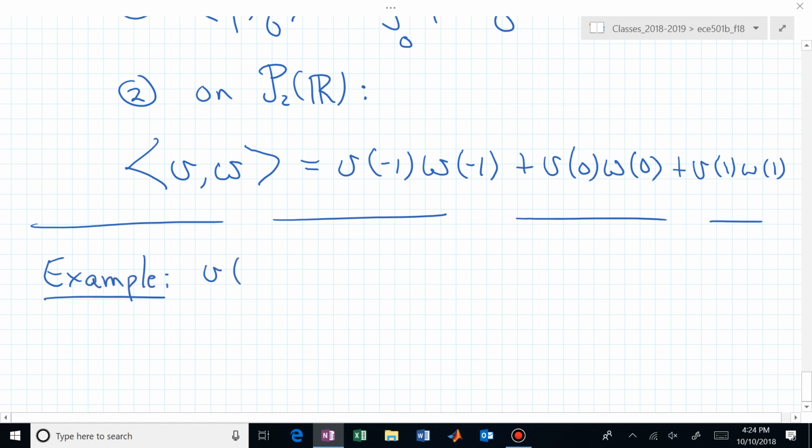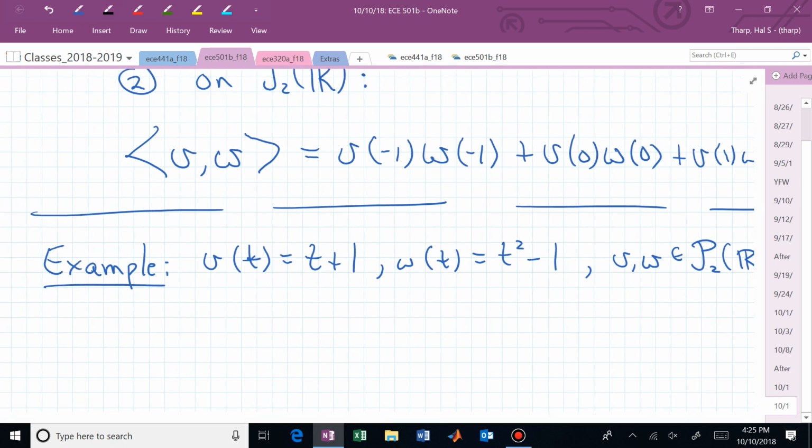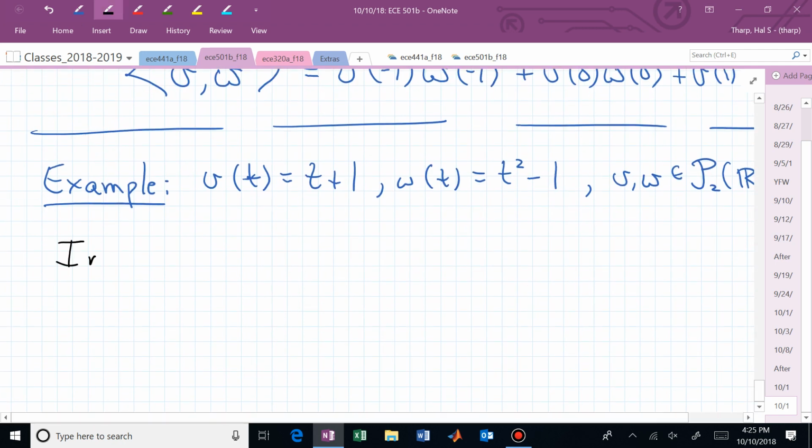Suppose that I take v of t and now let that be t plus 1, and suppose that I look at w of t and let that be t squared minus 1. So these are both in P2. So v and w are in P2 of R. Let's now look at the inner product using inner product number 2.